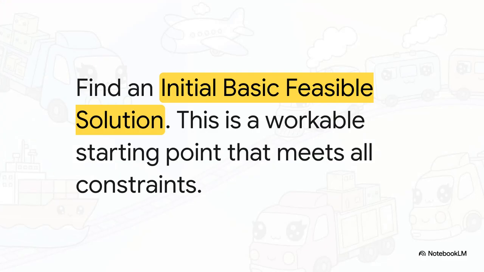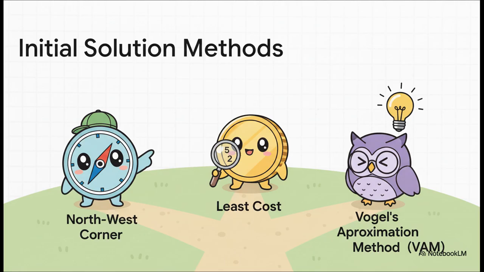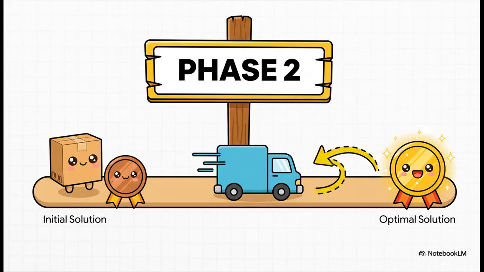Phase 1 is all about finding a solid starting point, an initial plan that actually works and meets all the rules. There are a few ways to do this, like the least cost method, which just prioritizes the cheapest routes first. But a good start isn't always the best solution, you know? Phase 2 is where we find the optimal one.